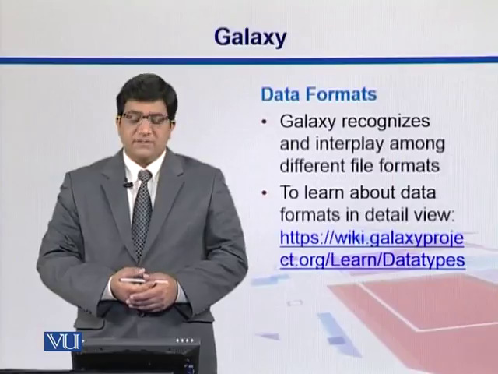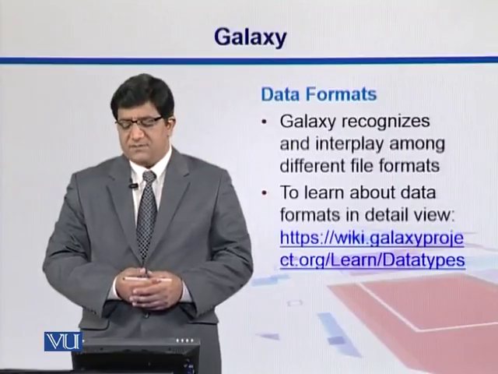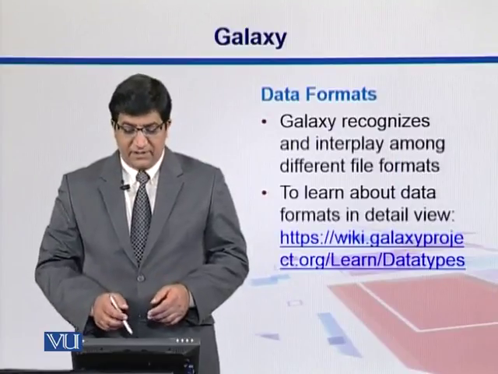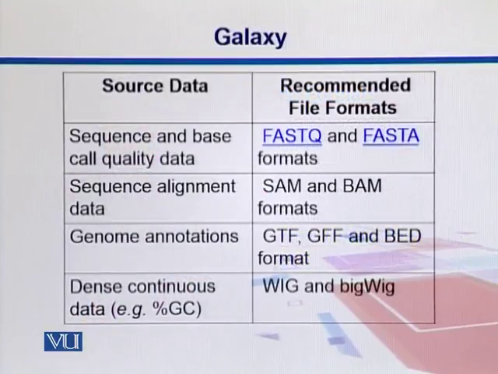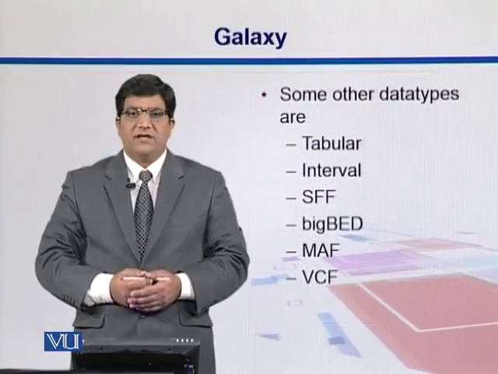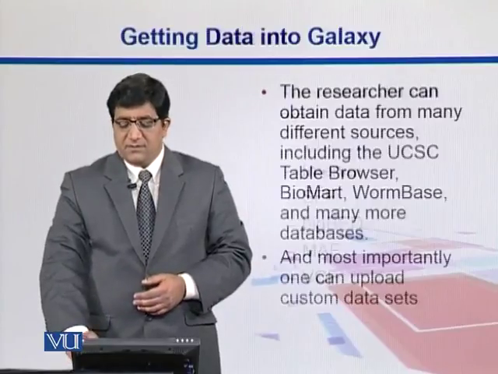Galaxy recognizes and handles the interplay among different file formats. You can learn them if you click this link. It can use different sources of data. Sequences and base quality data can be stored as FASTQ and FASTA formats. Sequence alignments can be processed as SAM and BAM formats. Whereas for genome annotations, we see GTF, GFF and BED formats. As we go along, when we start dealing with the actual data, we will learn more about these formats. There are other formats which Galaxy can also recognize.